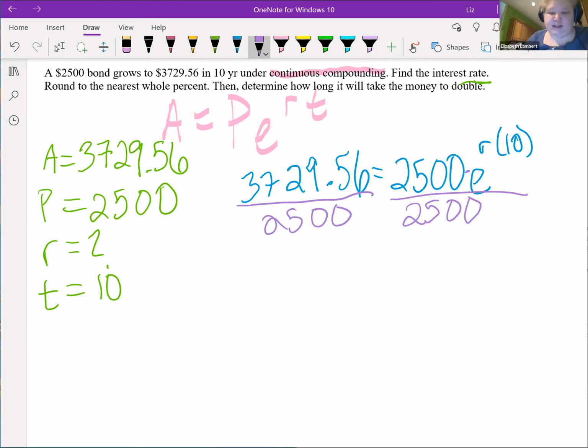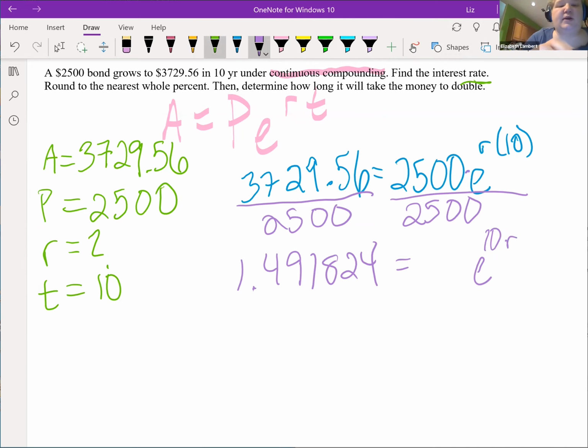3,729. Most of the time, though, I would just leave it. It is actually terminal, but it's a little ugly. I'm still going to write it all, though: 1.491824. To my way of thinking, anything more than 4 decimal places is ugly. Now, R times 10 is the same as 10R. I left a little space there on purpose, because the next thing we need to do is undo the E, which at the same time is going to bring our exponent down.